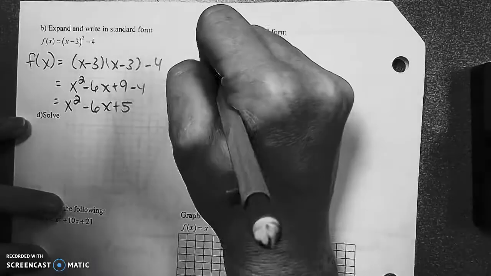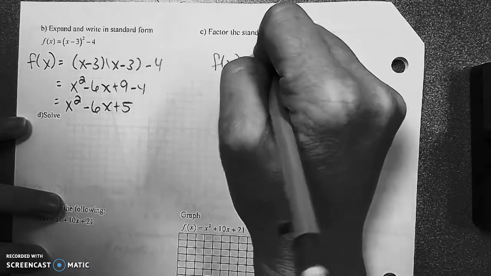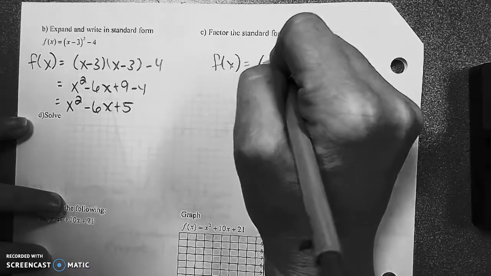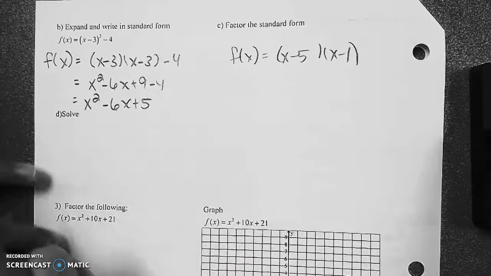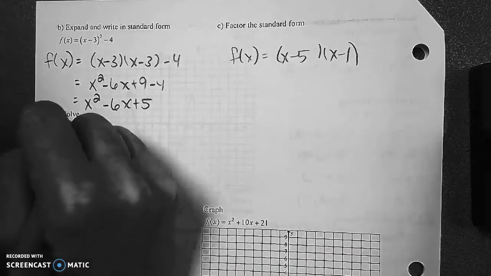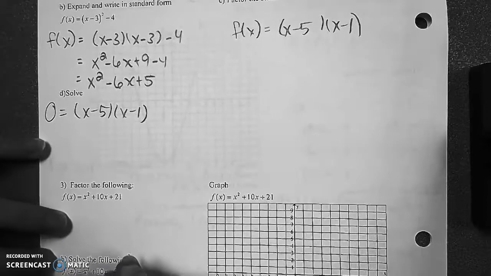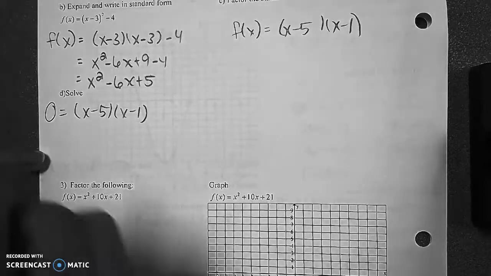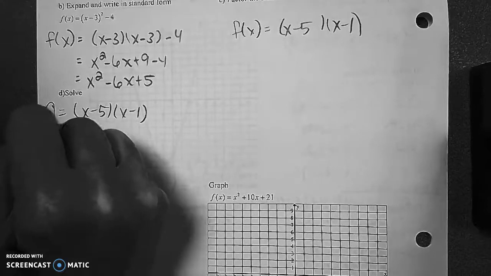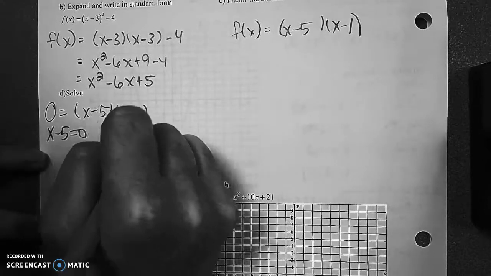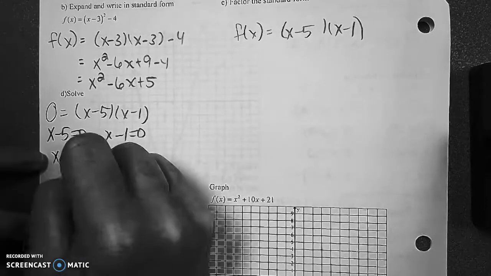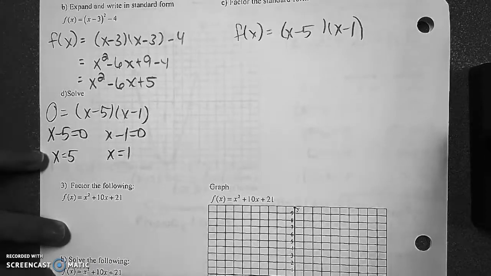So now let's factor that standard form, and that's going to be trial and error, isn't it? (x - 5)(x - 1). I can use that factored form to set equal to 0. Again, that's what it means to solve, is you're letting y equal 0, and then I use the zero product property. So our solutions are 5 and 1.